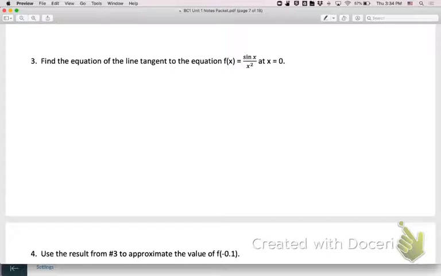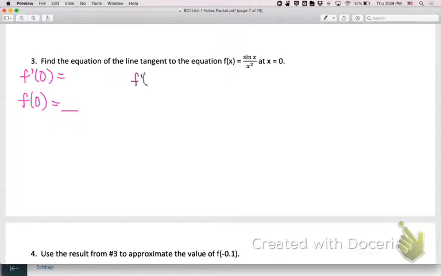We are going to need the slope at x equals 0, which means we need f prime at 0. And then we need an ordered pair, which means we're also going to need f of 0 so that we can make our ordered pair x, y. So this is a quotient, and we're going to need to use the quotient rule.